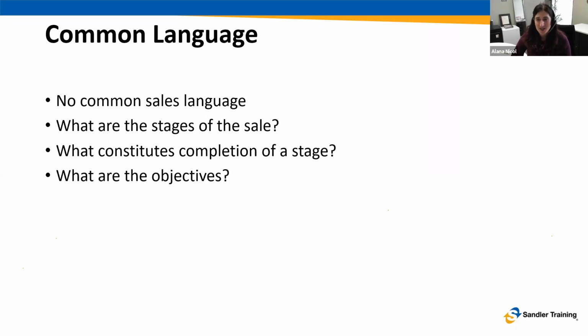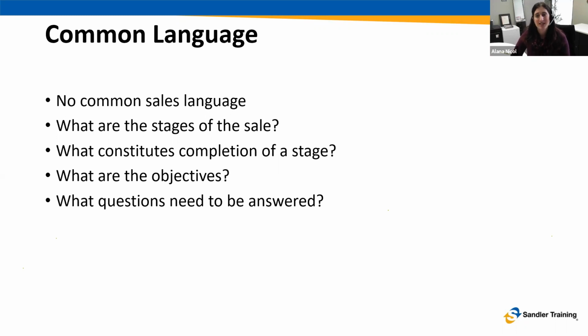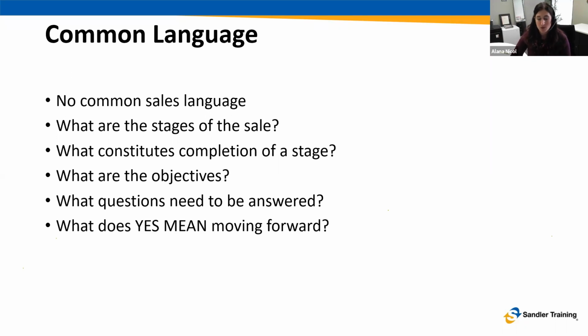What are the objectives? Sometimes when managing salespeople, this isn't always clear. Well, we're going to set a meeting, or I've got a meeting set next week. Well, what's the objective of the meeting? What are we trying to accomplish? What questions still need to be answered to ensure that we can progress this forward? And what does yes mean moving forward? So what's the commitment that we're looking for ourselves?